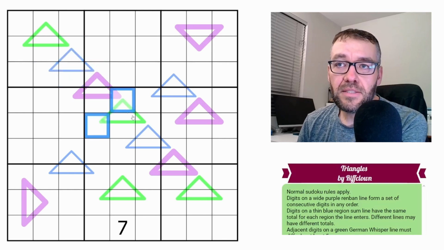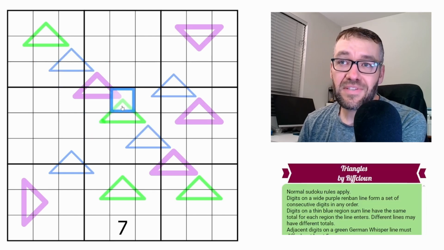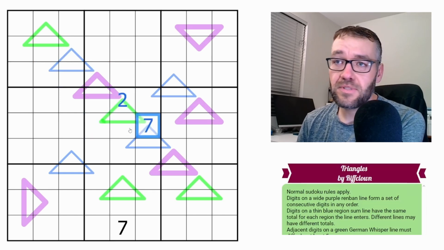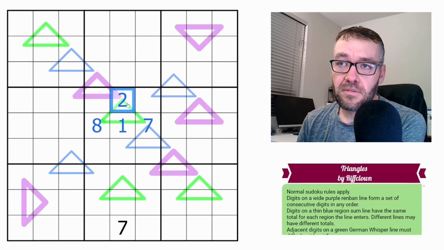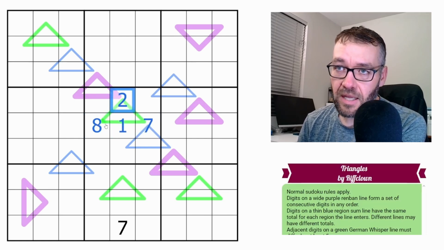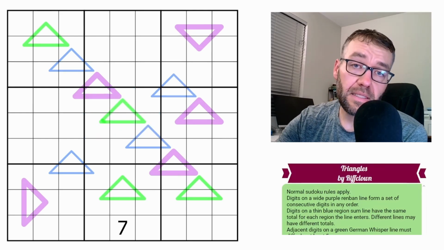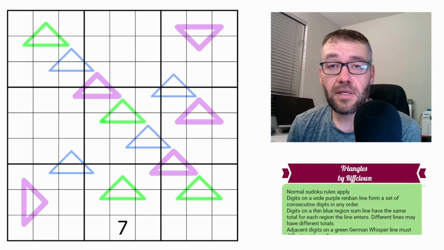And then the green lines are German whisper lines where every adjacent digit has to have a difference of at least 5. So you could do like 2, 7, 1, 8. 2 is 5 away from 7, which is 6 away from 1, which is 7 away from 8. So that is a valid German whisper line. So those are the rules. There's a link in the description if you want to play the puzzle, and let's get started.